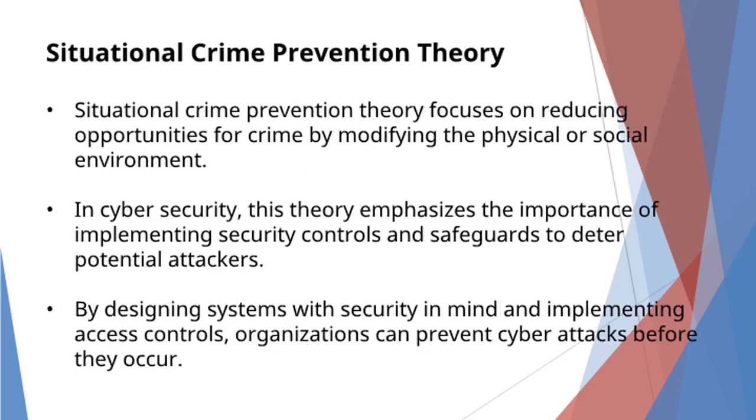Situational crime prevention theory focuses on reducing opportunities for crime by modifying the physical or social environment. In cybersecurity, this theory emphasizes the importance of implementing security controls and safeguards to deter potential attackers. By designing systems with security in mind and implementing access controls, organizations can prevent cyber attacks before they occur.